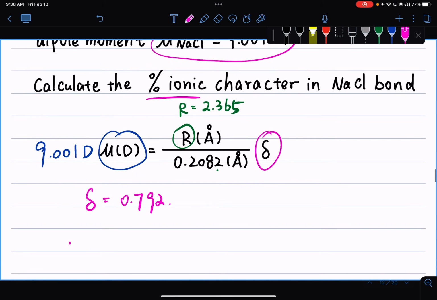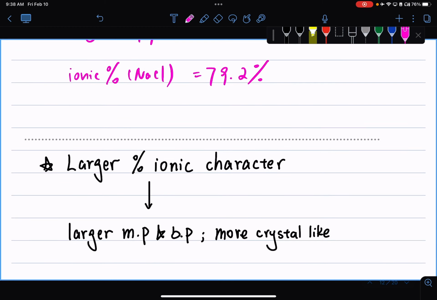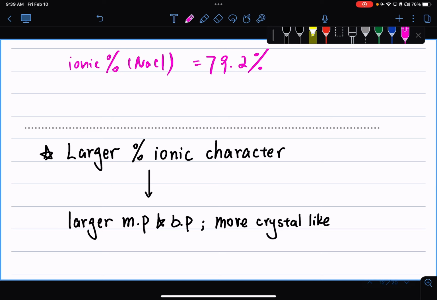Or the ionic character of sodium chloride is 79.2%. All right, the larger ionic character means you have more ionic-type properties, meaning your molecule will tend to have a higher melting point, higher boiling point, and more crystal-like characteristics. All right, so that's the end of the ionic bonding part. See if we have questions.